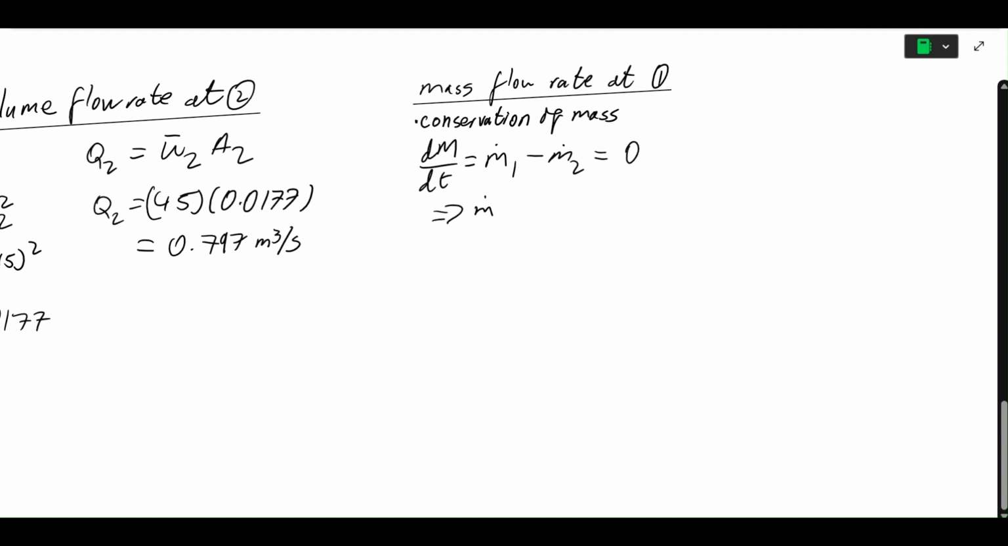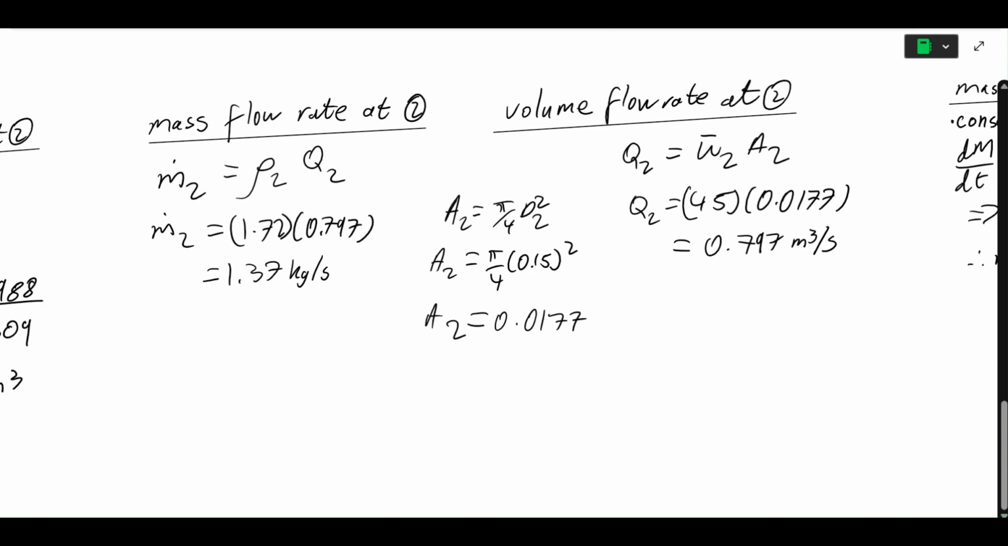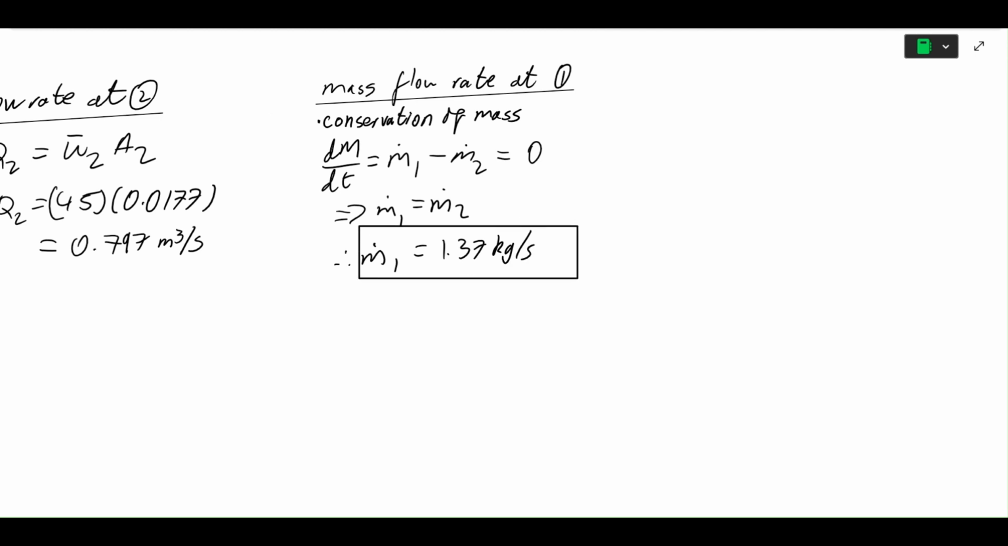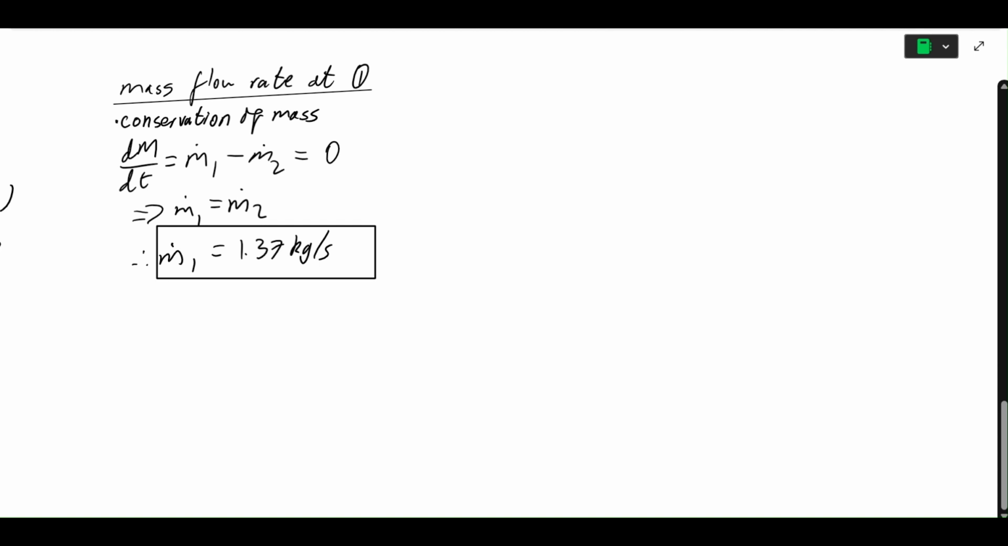Now, that means M1 is equal to M2, which also means rho 1 Q1. Wait, that can be worried about later. Therefore, M1 is the same as the mass flow rate at 2, which is 1.37 kilograms a second. Beautiful. Now, we can find the volume flow rate.